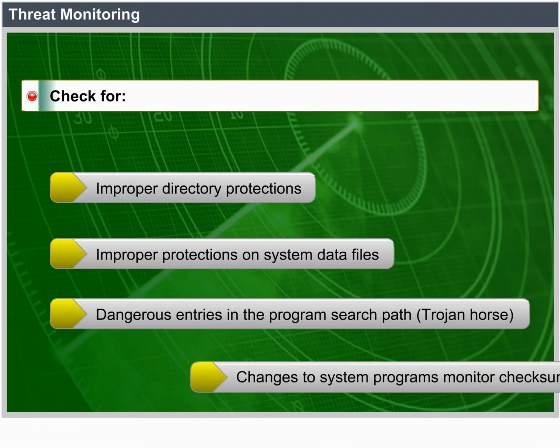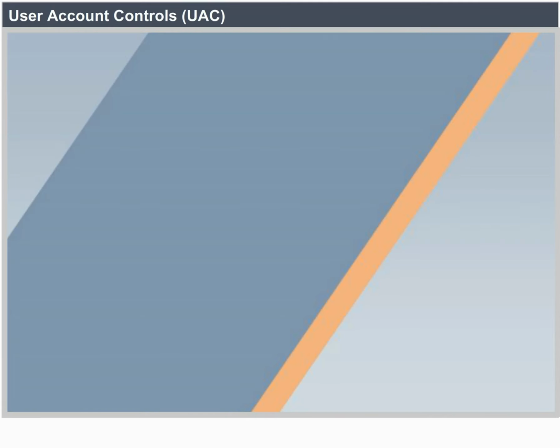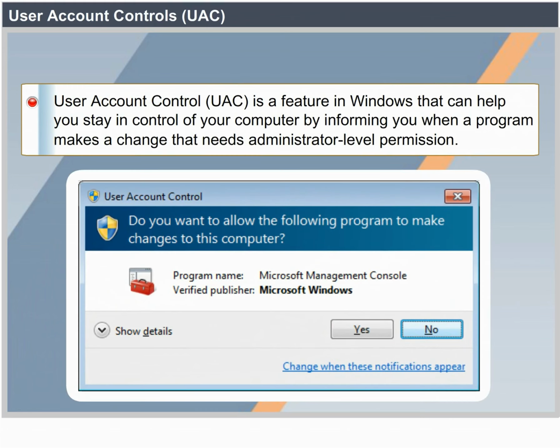User Account Control, UAC. User Account Control (UAC) is a feature in Windows that can help you stay in control of your computer by informing you when a program makes a change that requires administrator-level permission. UAC works by adjusting the permission level of your user account.